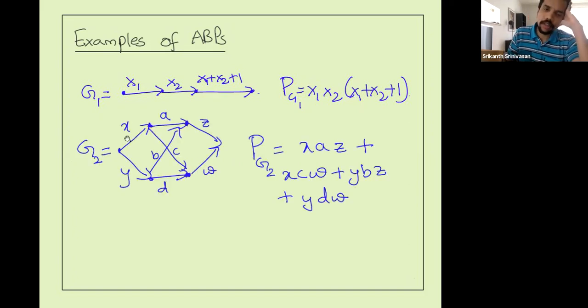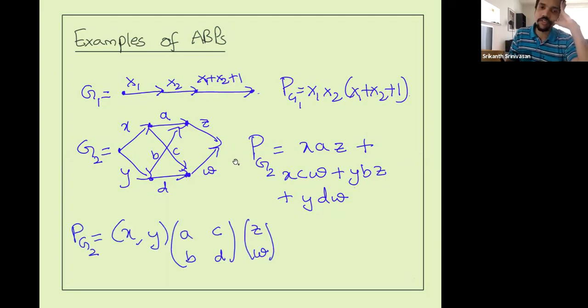A slightly more complicated example is this one. I have a slightly bigger graph here. Again, the polynomial represented by this algebraic branching program is a sum over all paths going from source to sink, and for each path, I take the product of the labels of the edges that appear along the path, and I sum this over all paths. Okay, so I get this polynomial. And you can see this is just a standard instance of iterated matrix multiplication written out as an algebraic branching program.